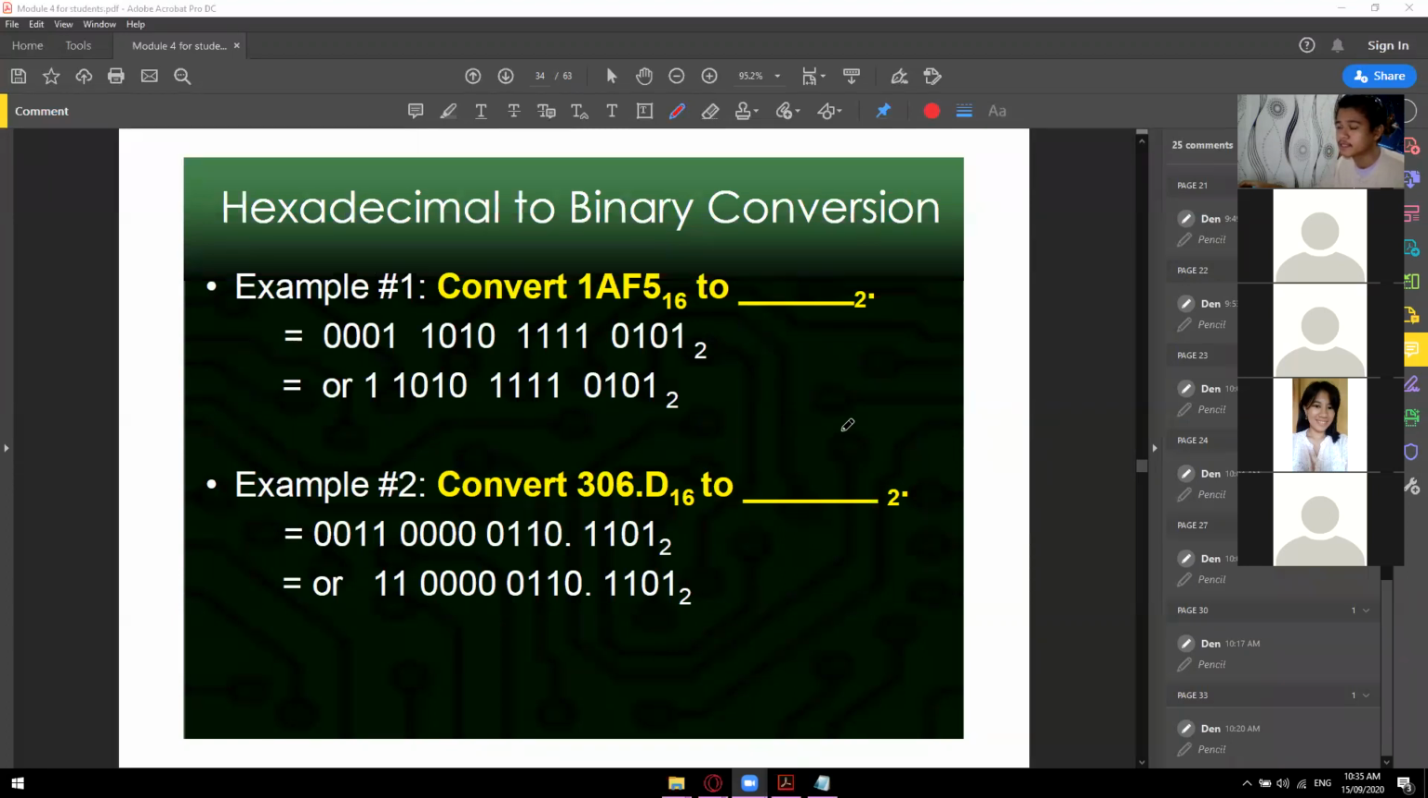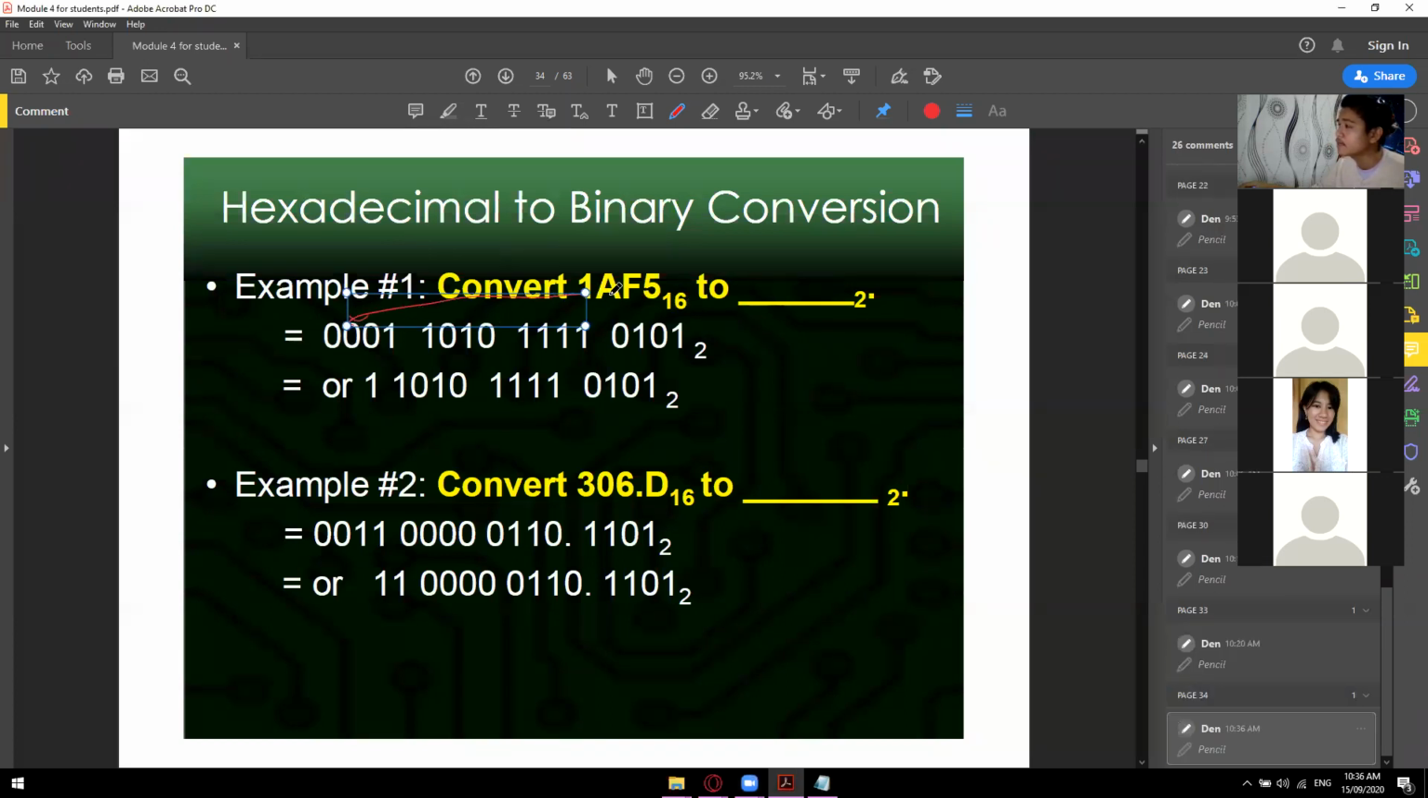Okay, so let's have an example. So let's have a conversion from hexadecimal to binary. So we have 1AF5 base 16, or your hexadecimal to binary. So basically, sobrang dali lang nito. Kunin nyo lang yung binary mismo na itong number na to. 1. So 0, 0, 0, 1.